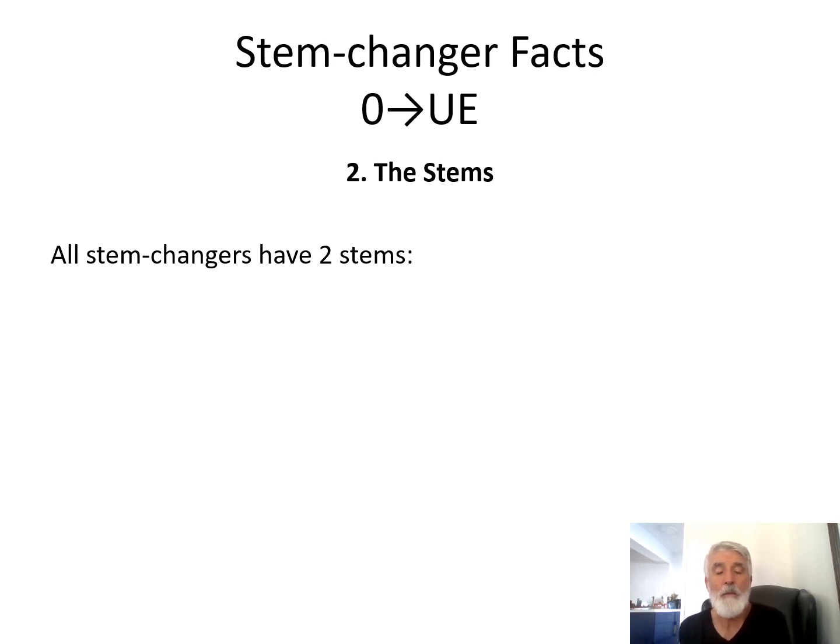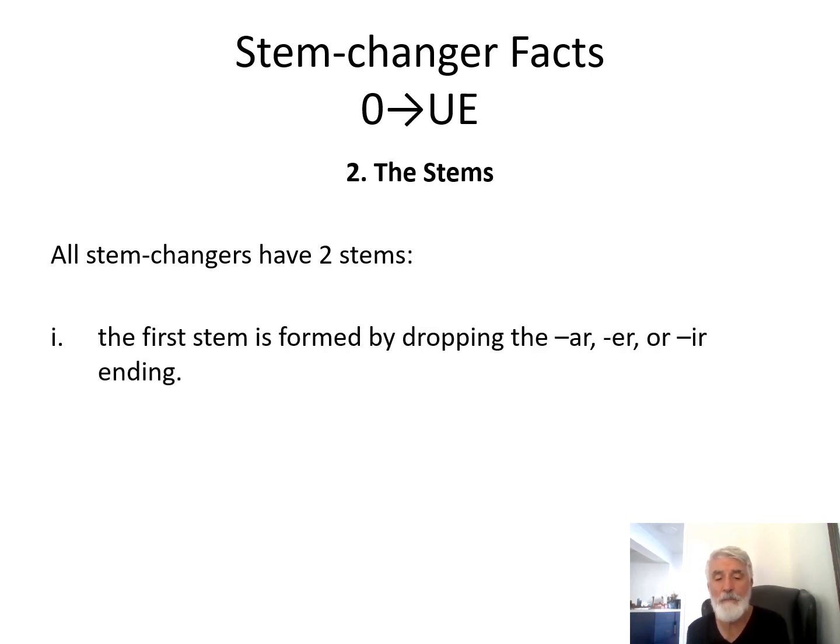Okay, another important fact about stem changing verbs is that they have two stems. Up until now, when we have regular verbs, we only had one stem, but all stem changers have two stems. So let's look at this. The first stem is formed by dropping the AR, ER, or IR ending. And that's what we did when we conjugated regular verbs. We just learned that earlier in chapter 3. So we're going to have our original stem that we all know how to form. We just drop the AR, ER, or IR ending.